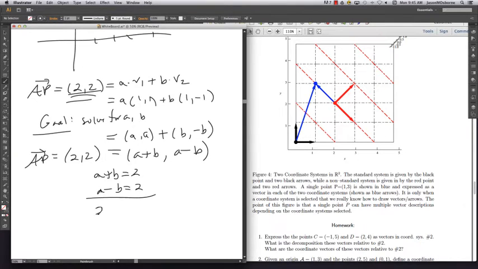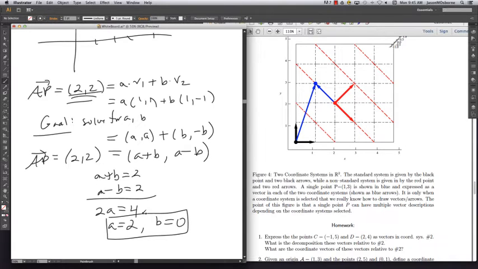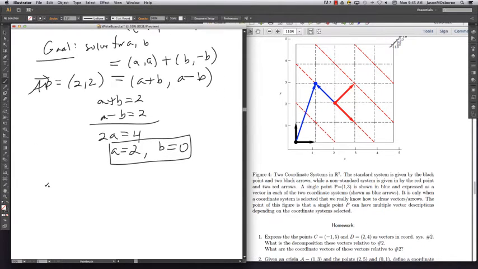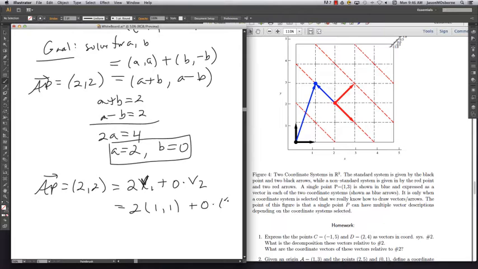I'm going to add these together to get 2A is equal to 4. A has to be equal to 2. If A is equal to 2, B has to equal 0. So what have we just done here? We have just shown that the vector A to P, which is 2, 2, can be written as 2 times v1 plus 0 times v2. v1 was 1, 1, and v2 was 1, negative 1.